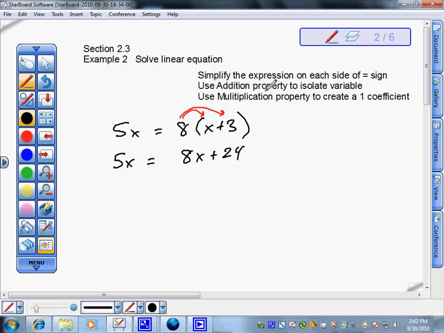Now I want to use, well, then I stop for a second. Did I finish the simplification? This is simplified, yes. So I'm ready to move on to the next step. So I have satisfied simplifying the equation. I'm ready to move on.